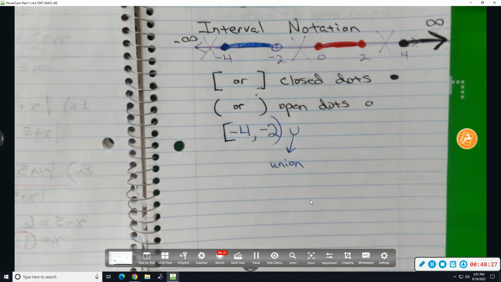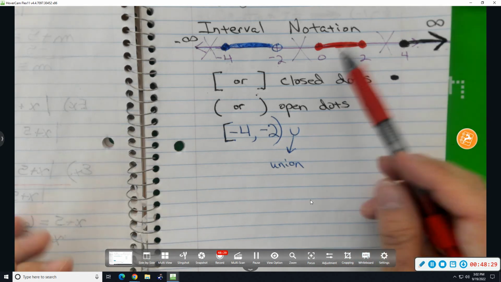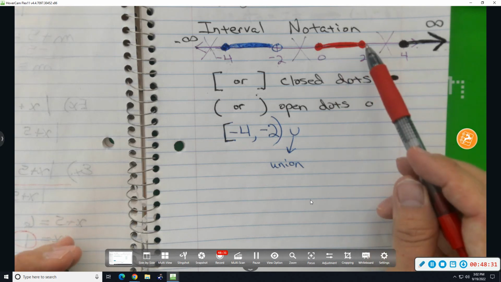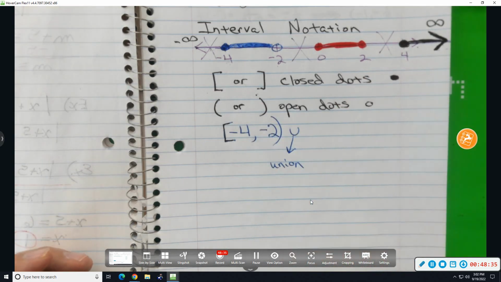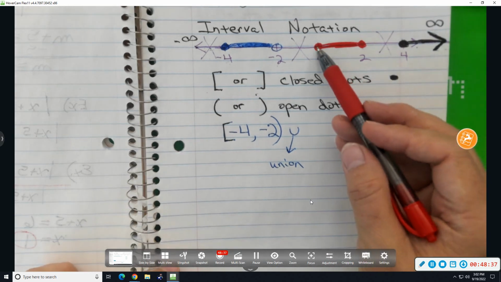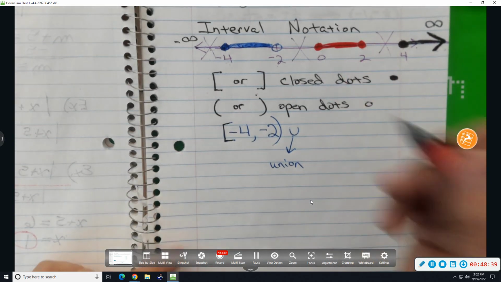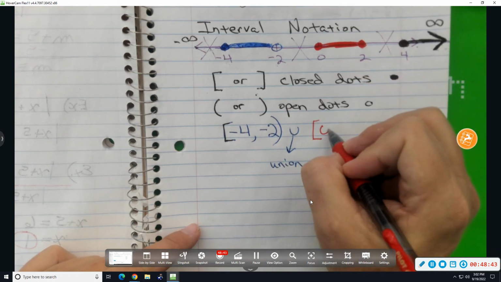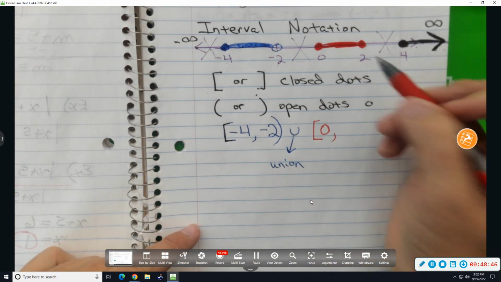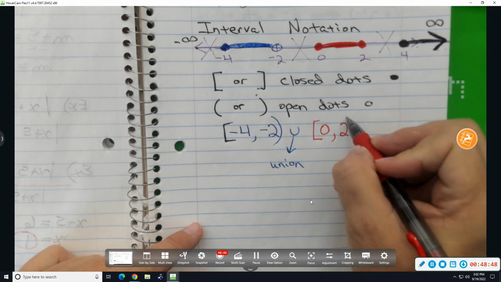Let me ask you something about the red interval. What will I start and stop with? Will I have brackets or parentheses? Brackets, because both of those dots are closed in. So I'll say bracket. The left-hand endpoint is 0, comma. The right-hand endpoint is a 2, bracket.